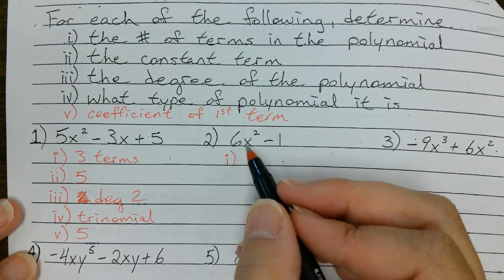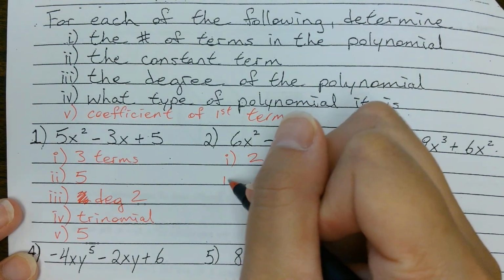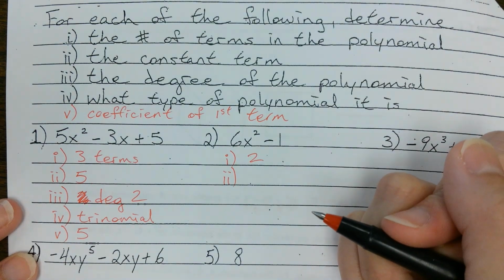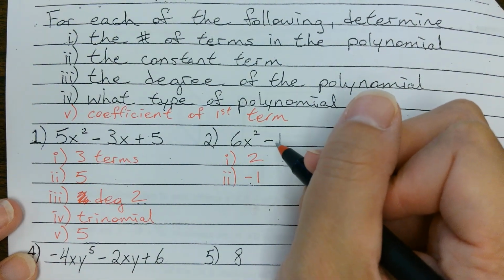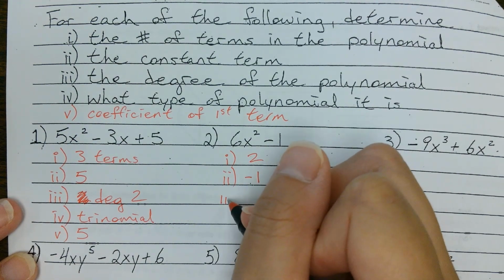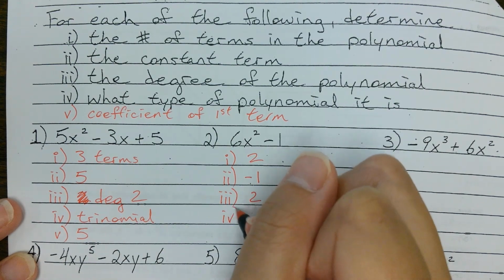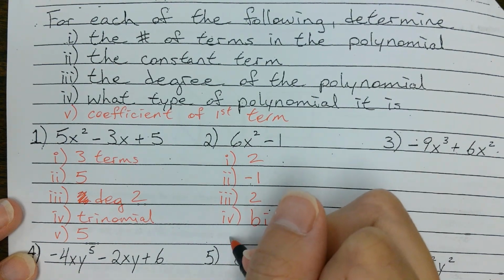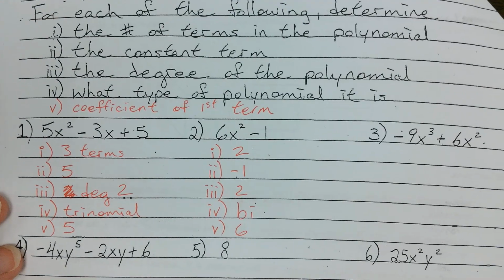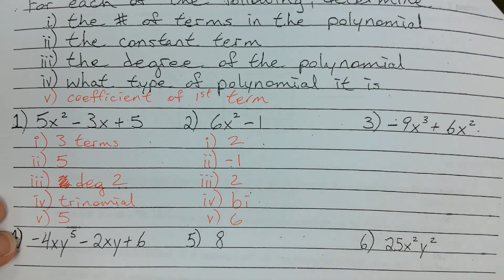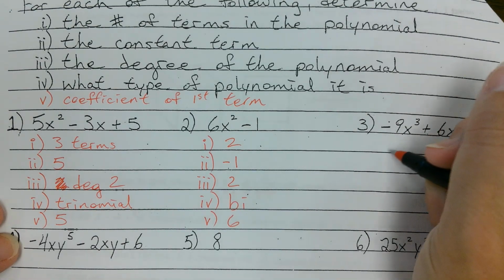Let's try one more. This one, how many terms do we have? What is my constant? -1. Good. Not just 1, -1. The negative sign goes with the number. What is the degree? 2. What type is this? Binomial. And coefficient? 6. Good. Okay, let's just try one more, and then I'll let you guys take the next 5 minutes to do the rest.